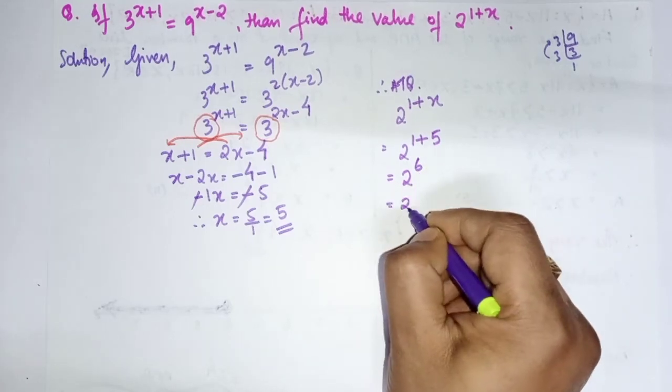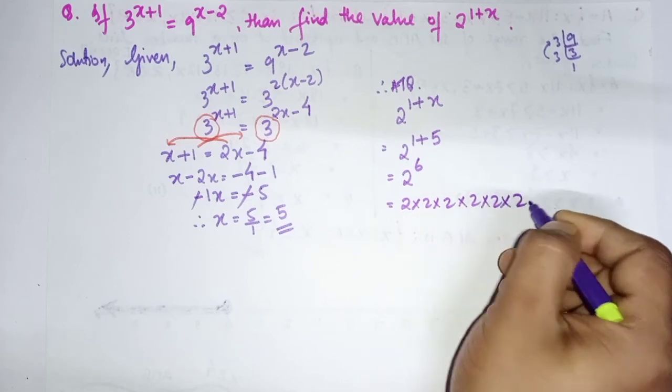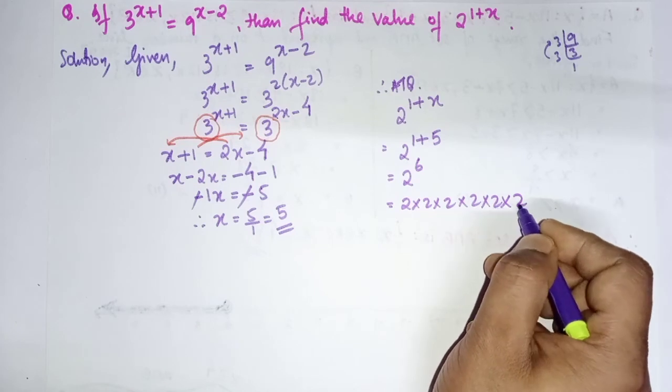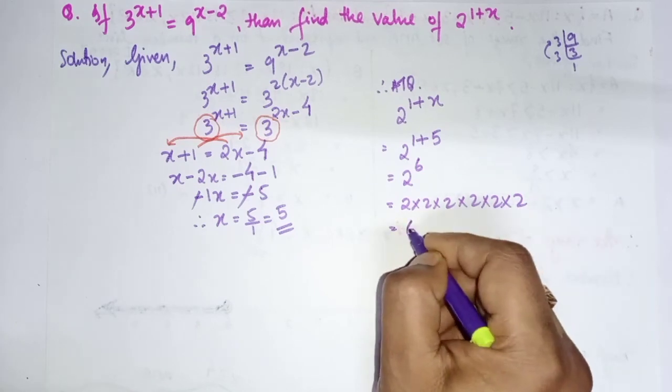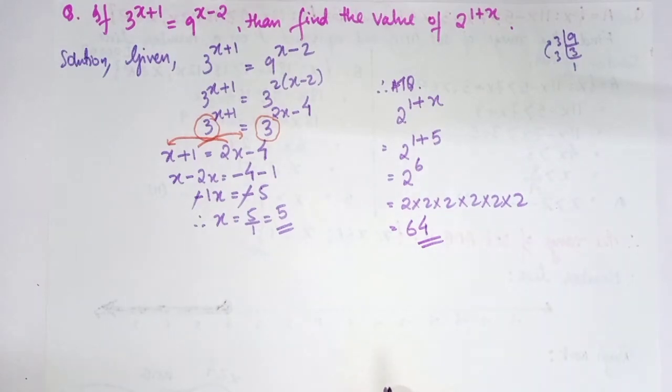6 means how many times? 6 times: 1, 2, 3, 4, 5, 6. 2 to the 4, 4 to the 8, 8 to the 16, 16 to the 32, 32 to the 64. So 64, I got the answer, and you will get 4 marks. Now let's solve another question.